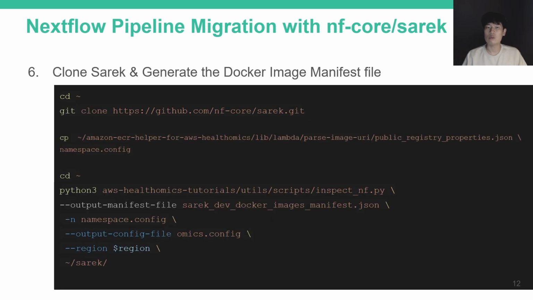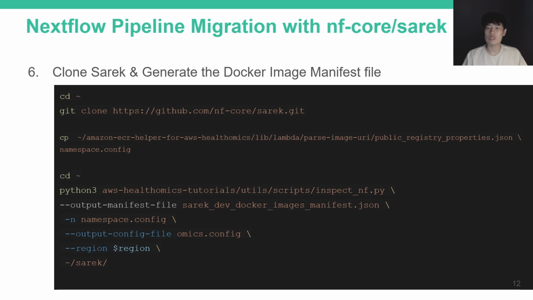Next, we are going to clone the workflow project we want, and this time it's Sarek. And then we copy one JSON file from the helper directory to the home directory and name it namespace.config. And now we're ready to convert the manifest file from Sarek using a Python file from the HealthOmics tutorial Git directory. You can change the output name in the following command.